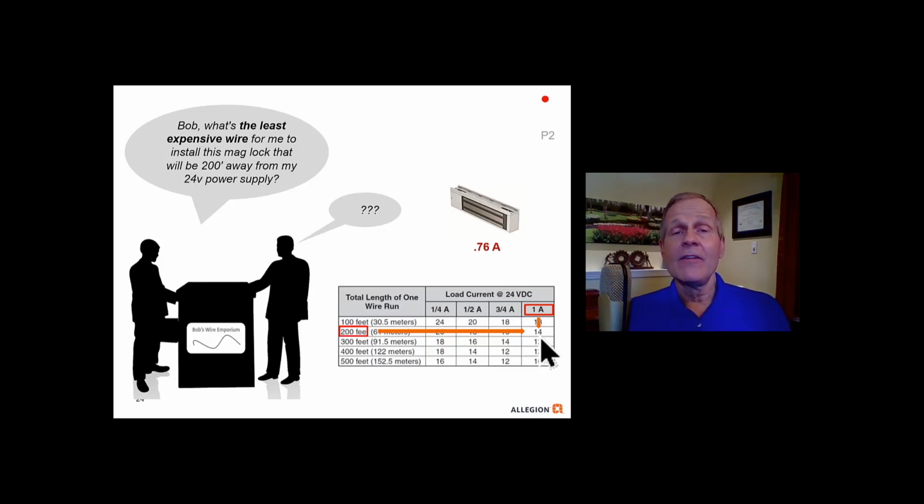Now you can see 14 gauge is very large, especially for an EAC installation. 14 gauge is the same gauge that's used for home lighting circuits. So it's a fairly large diameter, so that's going to be a fairly expensive wire to use. But that is the least expensive wire we can use for a little over 3/4 of an amp, or we're going to bump it up to 1 amp, 200 feet away. That would be the smallest wire that we can use.